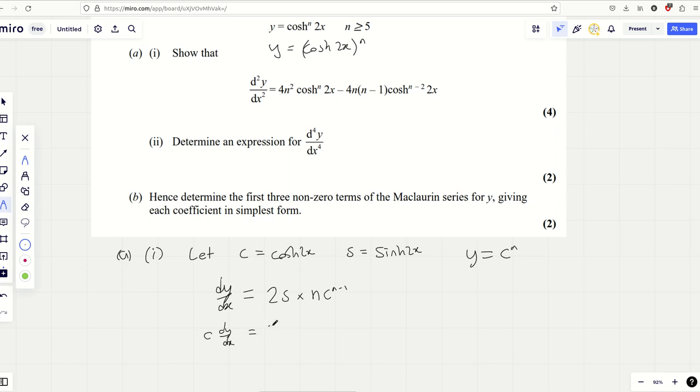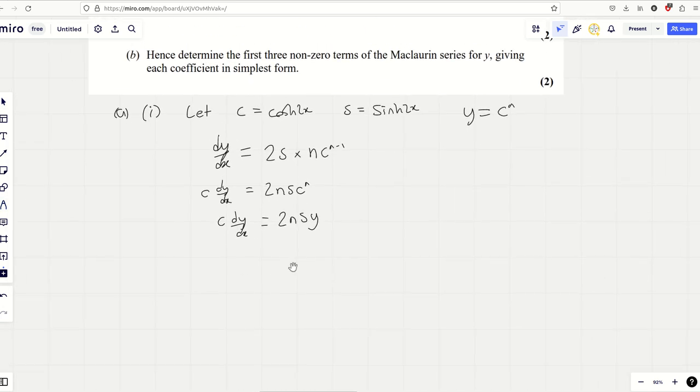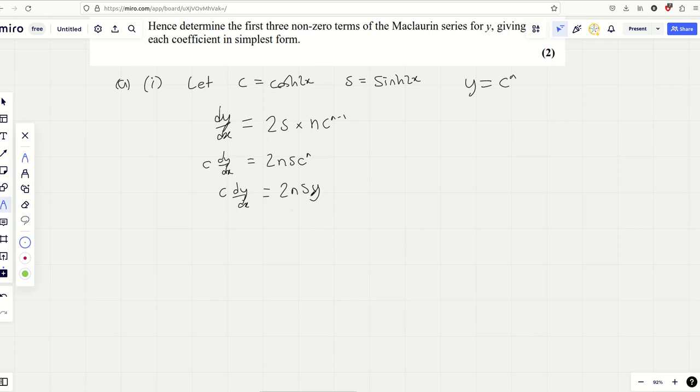And then I'm going to have 2nSC to the n. The reason I've done that is because I can now write that as C dy/dx equals 2nSy. I prefer it like this, I really do. I prefer this notation.